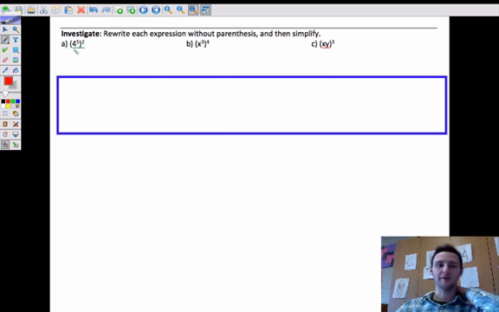Now we're looking at 4 to the 5th, and then that whole thing inside the parentheses to the 2nd. So if we rewrite without parentheses, this would be 4 to the 5th times 4 to the 5th, because I'm squaring it. And we just looked at what you do when you have two things with exponents times each other: you just add the exponents. So this equals 4 to the 5 plus 5, which is 4 to the 10th.